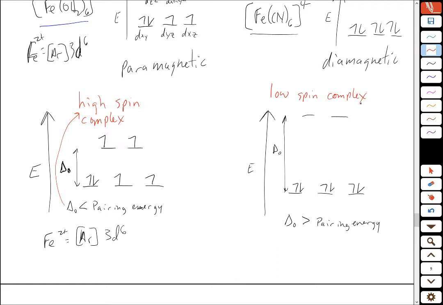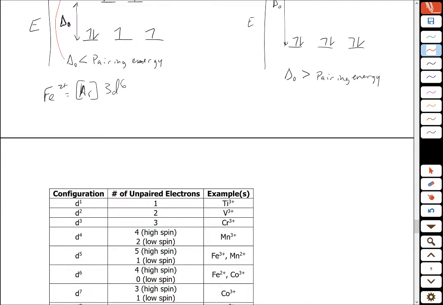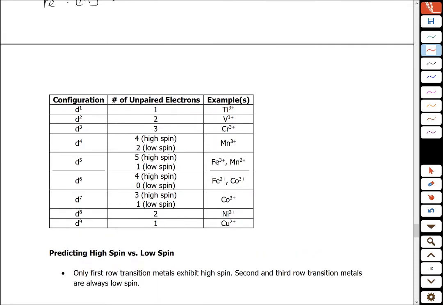Now, you need to be able to do this. You need to be able to recognize how many unpaired electrons are going to be in a complex, and you need to be able to recognize, can a complex be high spin or low spin, or both? Is there a choice that we have to make with high spin or low spin? And I know that this sounds very, very complicated, but it really isn't. Okay, so if we look at all of the d orbitals, if we look at all of the transition metals, is what I mean to say.